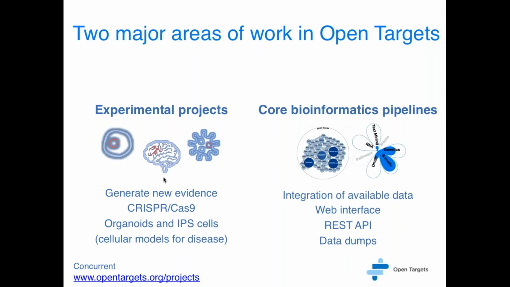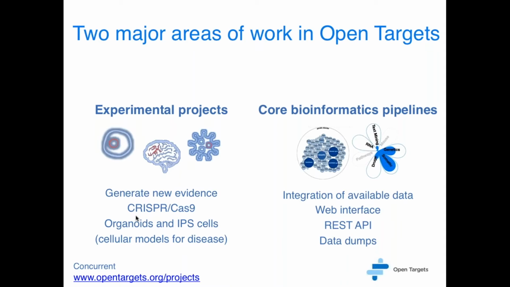And in order to create these new pieces of evidence, we rely on state-of-art technologies. So we are dealing with CRISPR-Cas9 editing. We are also exploring disease models in humans. So we are going away from mouse models or zebrafish models. So we are using organoids and iPS cells as cellular models for the disease. So this is the experimental side of things, creating new pieces of evidence.